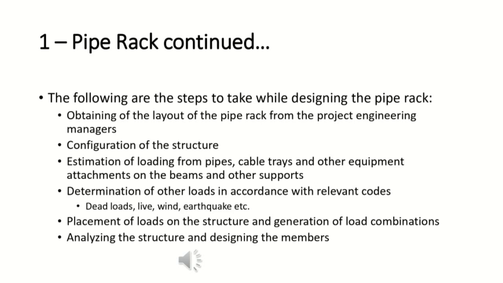3. Estimation of loading from pipes, cable tray, and other equipment attached on the beams and other supports. 4. Determination of all loads in accordance with relevant codes. Aside from the pipe loading, you need to get the dead loads for all the other members. Also, you need to get the test dead load of the pipes and the operating dead loads. This involves having an idea of the fluid that will be used for test and that will be used during operation. You also need to get the live loads, wind load, and earthquake loads.